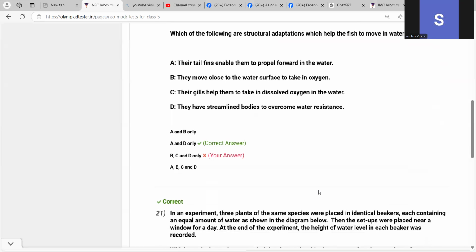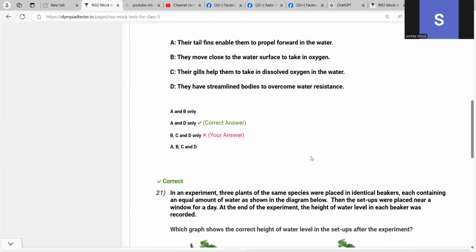Your answer was B, C and D only. D was correct, but B and C are wrong. They move close to the water surface to take in oxygen. So there is no structural adaptation here. What is the structural adaptation? And their gills help them to take in dissolved oxygen in the water. These two are contradictory to each other. Moreover, this is not the correct answer anyway, but these two are also contradictory to each other. So you obviously cannot select both B and C.